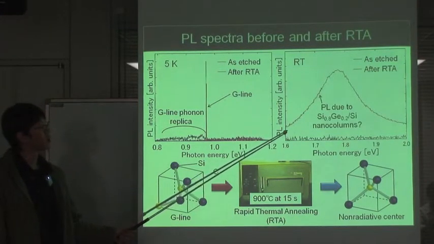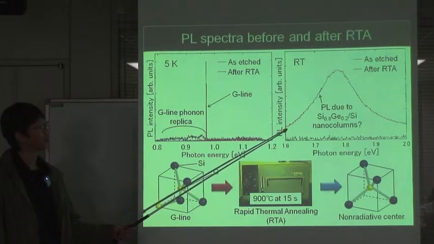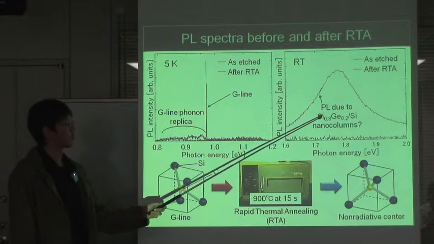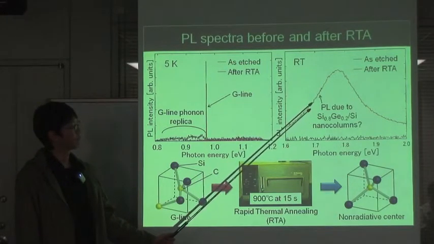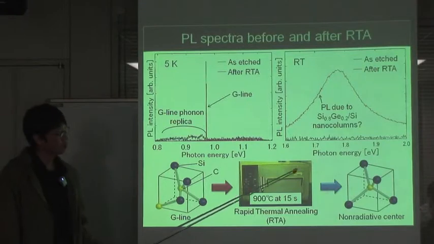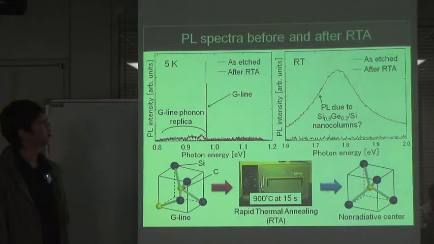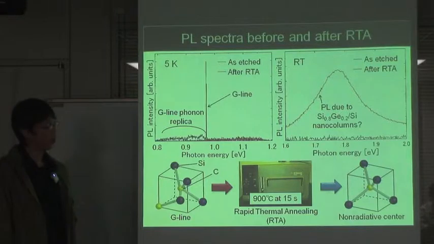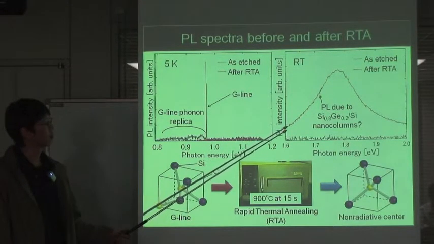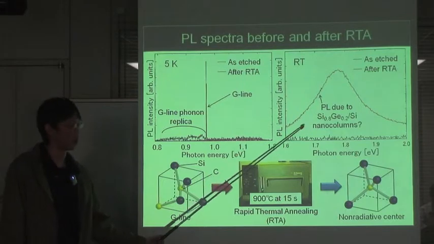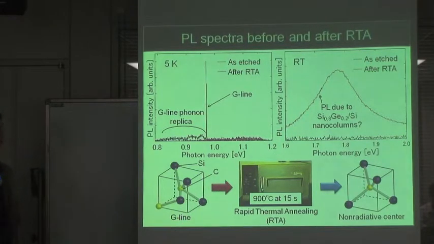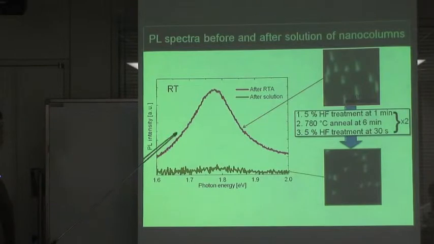And this is the photoluminescence spectrum of the sample after rapid thermal annealing in the visible regions. We observed this broad photoluminescence peak at 1.8 electron volts. To confirm this photoluminescence peak is from the silicon germanium silicon nanocolumns, we performed the next experiment.